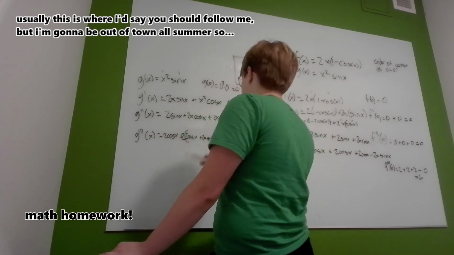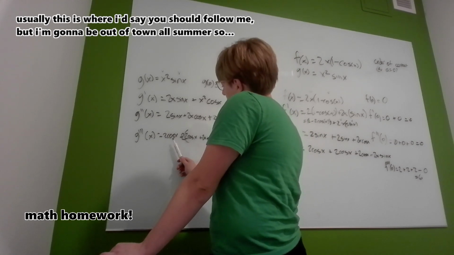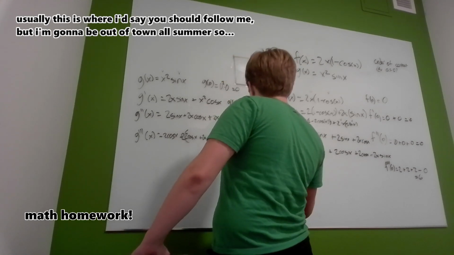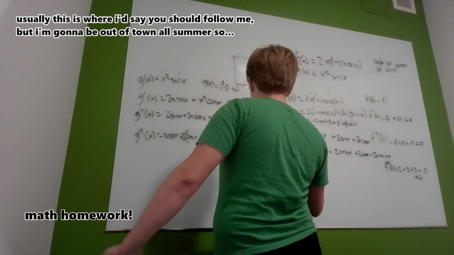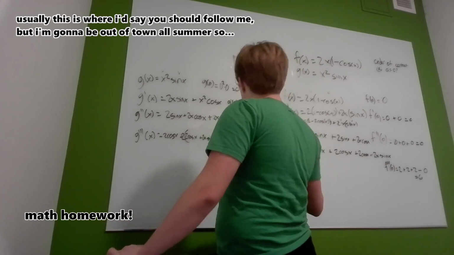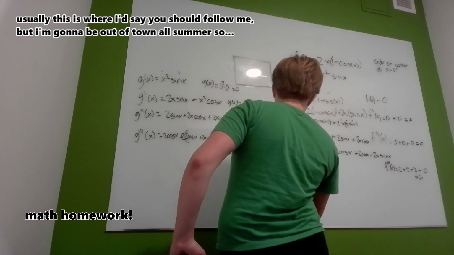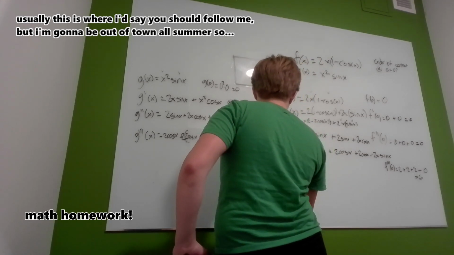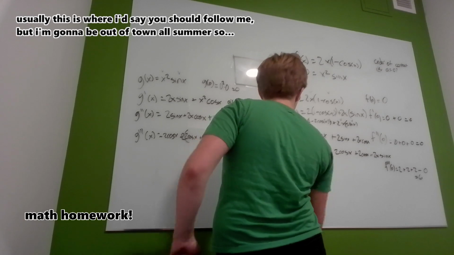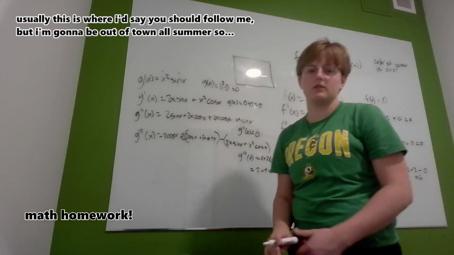G triple prime of 0 is 2 because x is 2 plus 2 times Q plus 0 minus 0 equals 2 plus 4 equals 6. They're the same thing again.